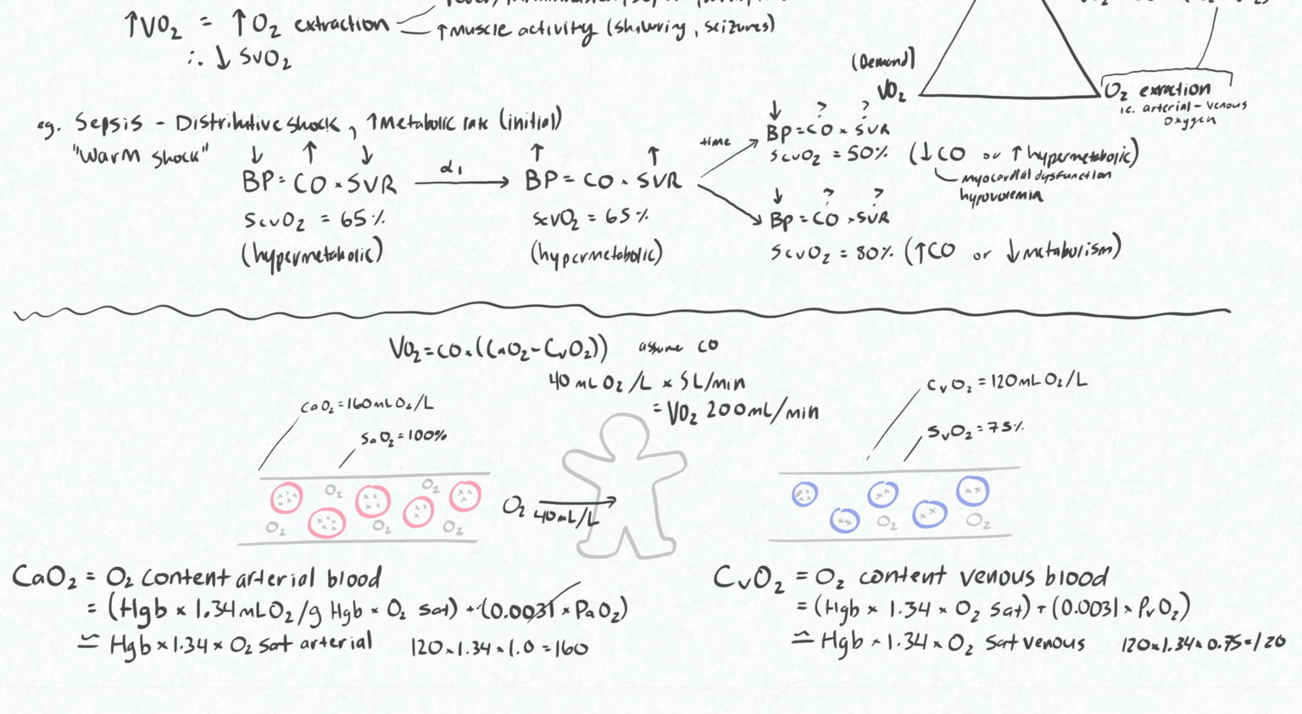In case it's not clear, this second term, 0.0031 times the oxygen tension, is just accounting for the oxygen that's dissolved in the blood that is not bound to your hemoglobin. And this is just such a small amount of oxygen that it really doesn't matter when you are looking at a person who is not anemic and who has reasonable oxygen saturations.